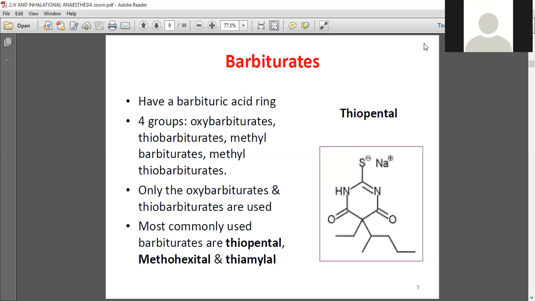They said here that we have 4 groups of barbiturates: oxybarbiturates, methyl barbiturates, methyl thiobarbiturates, and thiobarbiturates. But when I was reading somewhere else, they said that we also have... okay, let me first finish this. He said that only the oxybarbiturates and the thiobarbiturates are used. And the most commonly used barbiturates are thiopental, methohexital, and thiamylal.